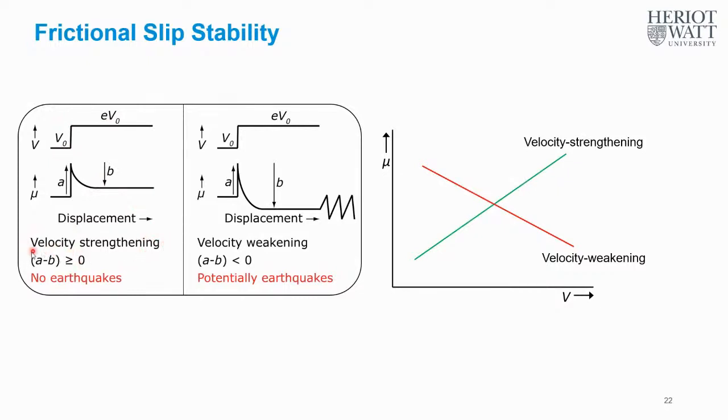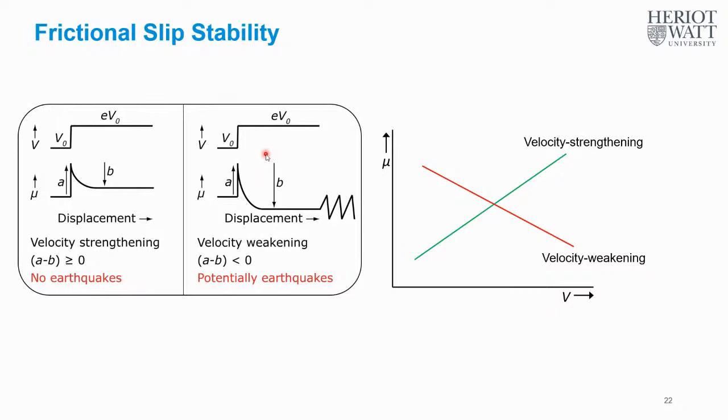And we quantify this with a so-called rate and state friction parameter, a minus b, and that is positive for velocity strengthening behavior. You can imagine that if a fault gouge becomes stronger when you try to move the fault faster, it will stop eventually, so you do not get earthquakes for velocity strengthening fault gouges.